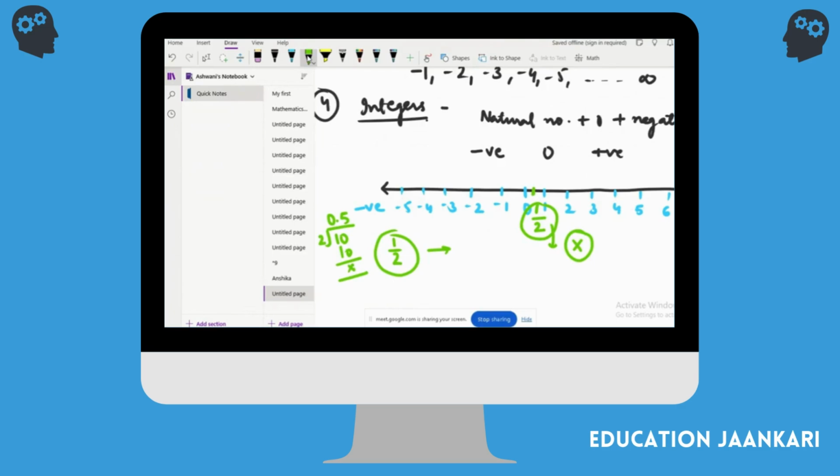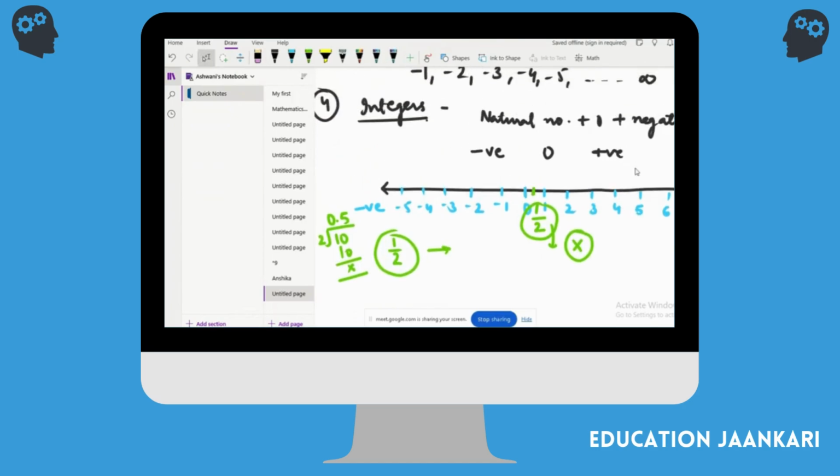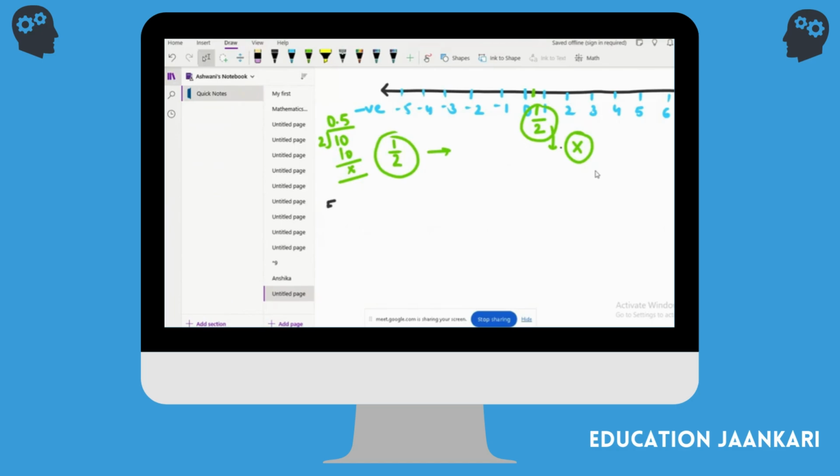They are the numbers which are in the form of P upon Q, where P and Q are integers and Q is not equal to 0. Rational numbers. Very good. These are rational numbers. Since we cannot write such numbers in the form of integers, we are introduced to rational numbers. Okay, rational numbers. So do you know what are rational numbers?